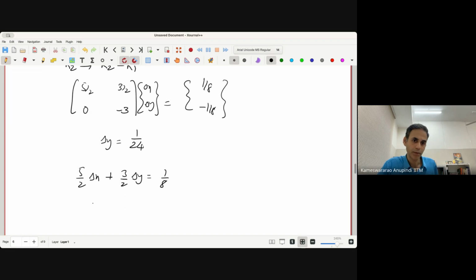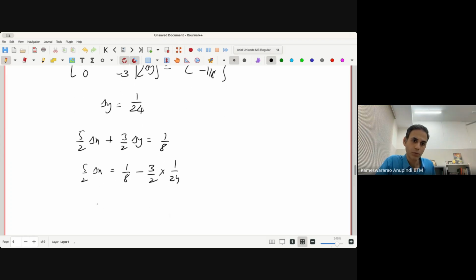That means my delta x equals, so 5 by 2 delta x equals 1 by 8 minus 3 by 2 times 1 by 24. So how much will this be? Okay, let me just use the calculator. This is 1 divided by 8, which is 0.125, minus 3 divided by 48, which is 0.0625. So the answer is 0.0625.